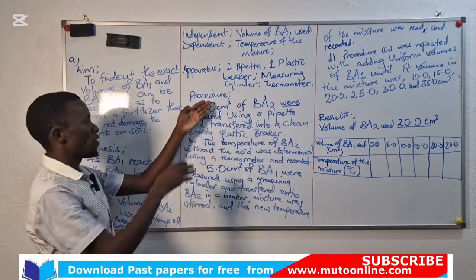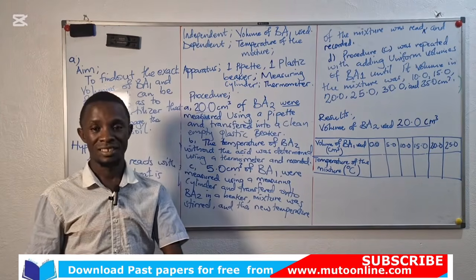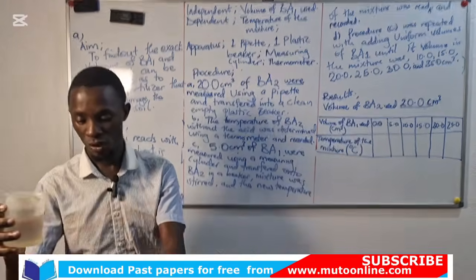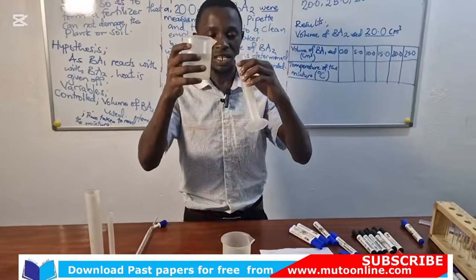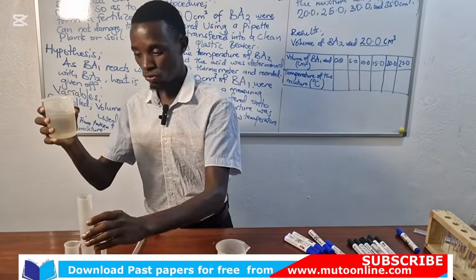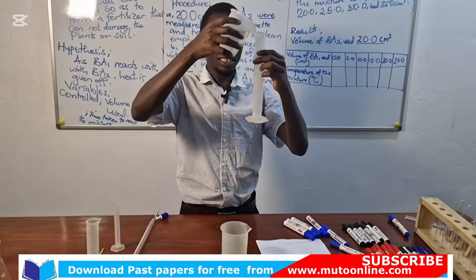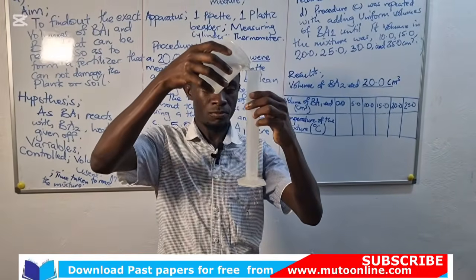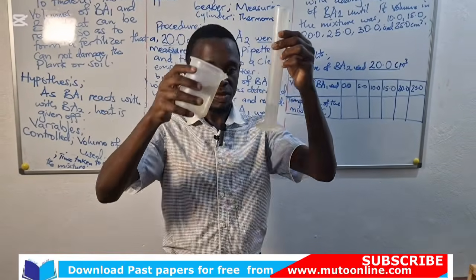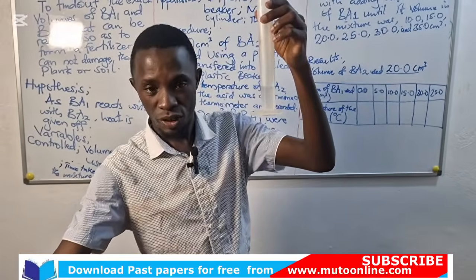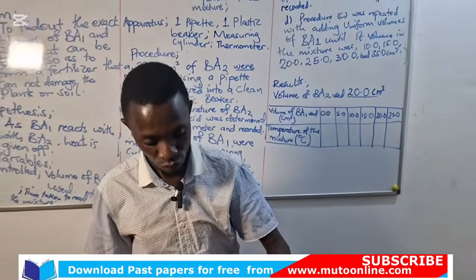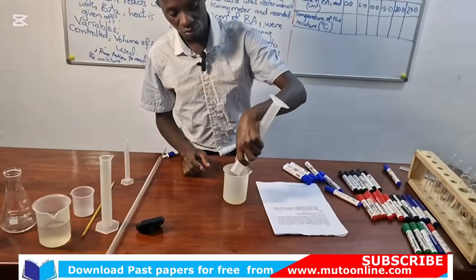So the first procedure, we are transferring 20 cubic centimeters of BA2. So this is my BA2 from the start. Remember, I'm going to measure 25 cubic centimeters. I'm not using a pipette, but if you decided to use a pipette, please use a pipette. So I'm going to transfer 20 cubic centimeters of BA2. So according to me, this is my 20 cubic centimeters. I'm transferring it into a plastic beaker.